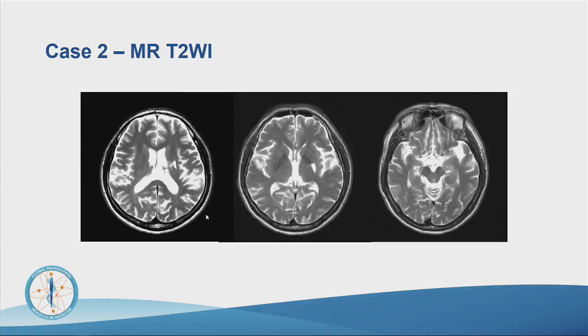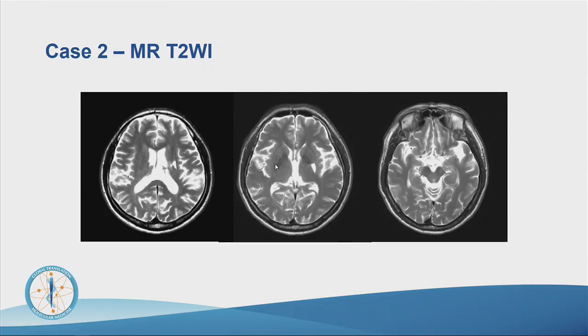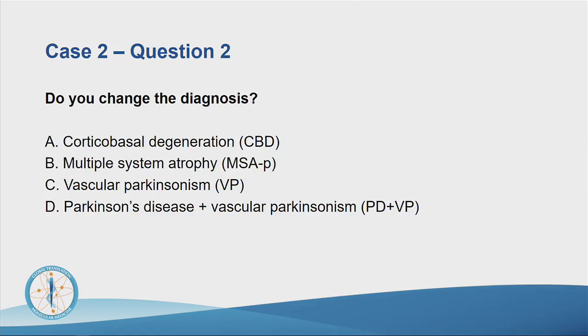MR shows an old infarction in the posterior striatum and corona radiata. This region is resulting in the striatal decreased uptake on this side. But the right side is normal on MRI. So, do you change the diagnosis? D? Yes. This patient has Parkinson's disease and vascular Parkinsonism.